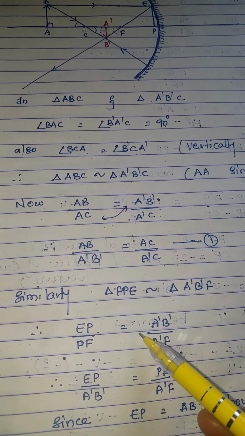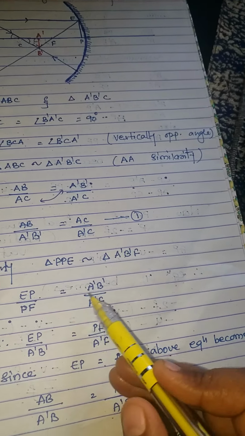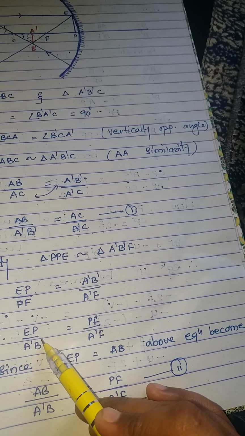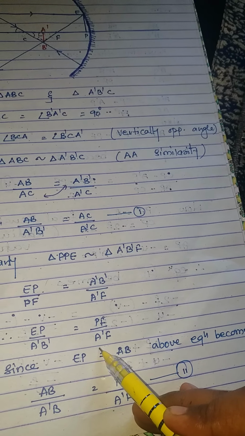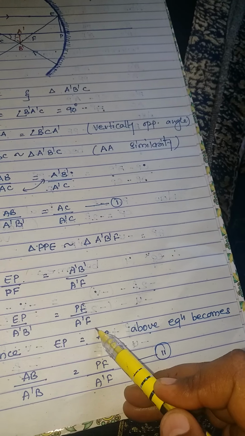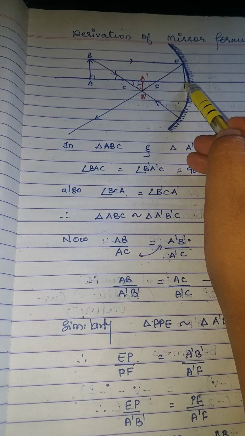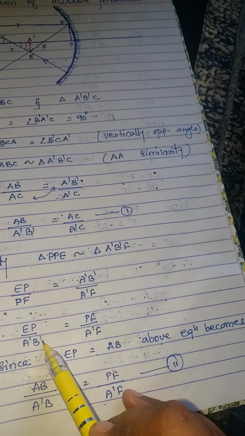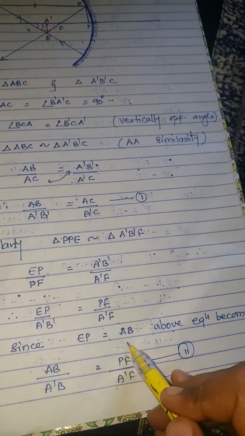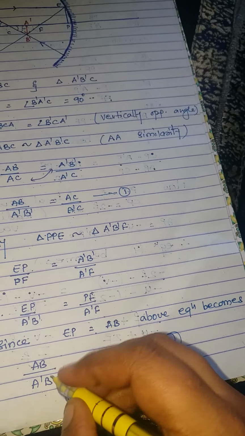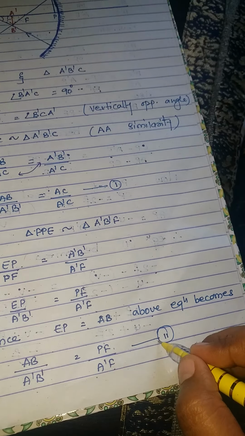Again I will interchange the numerators and denominators. What I will get, EP upon A dash B dash is equal to PF upon A dash F. Also we know from the diagram that AB is equal to EP. So in this equation, instead of EP, I will write down AB. So I have written AB upon A dash B dash is equal to PF upon A dash F. Mark it as equation number 2.